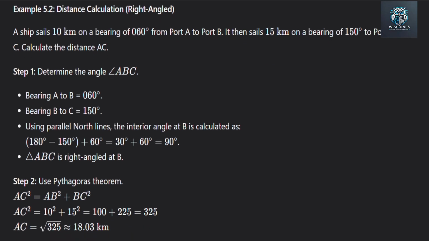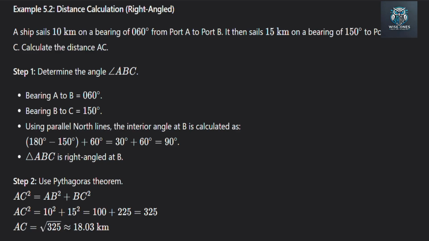Now let us look at example 5.2, distance calculation. The question is, a ship sails 10 kilometers on a bearing of 060 degrees from port A to port B. It then sails 15 kilometers on a bearing of 150 degrees to port C. Calculate the distance AC. Step 1, determine the angle ABC. This is the tricky part.